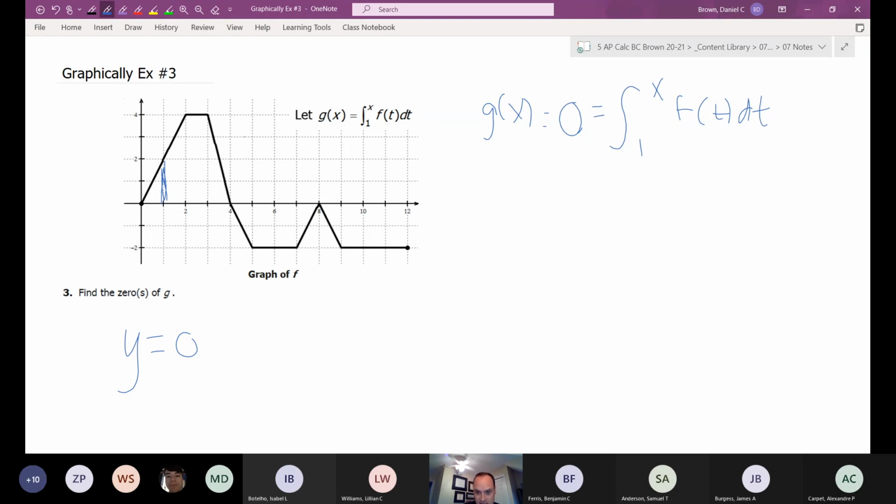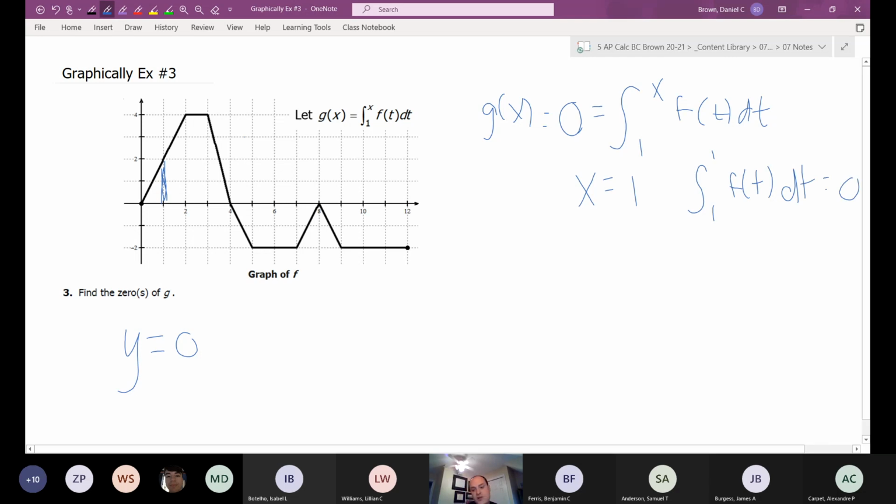The first one is going to be the easiest one to find. We know that the integral from 1 to 1 is 0. We don't go anywhere. We don't have any net area. So one place we're going to have a 0 on the graph is when x is equal to 1. Why is that? Again, because the integral from 1 to 1 is going to be equal to 0.